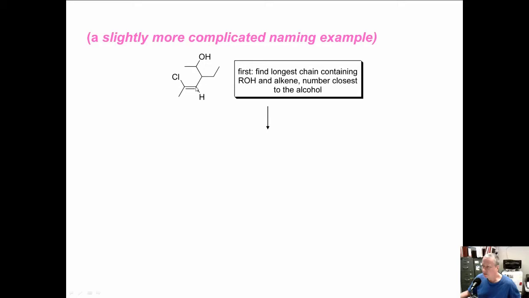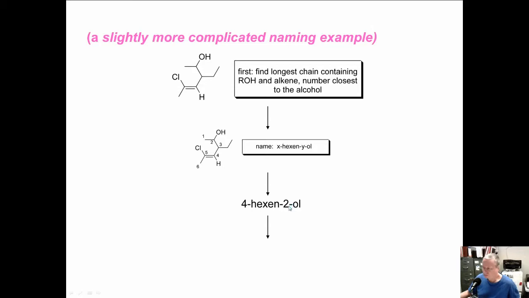And it looks like it might be 4... So it's going to be hexene something ol, right? So maybe it's 4-hexen-2-ol. That's the end of the name, right? Now we just have to figure out the substituents. We have an ethyl on 3 and a chlorine on 5: 5-chloro-3-ethyl-4-hexen-2-ol.